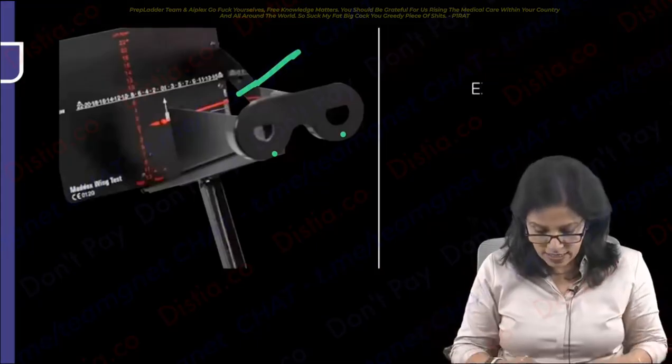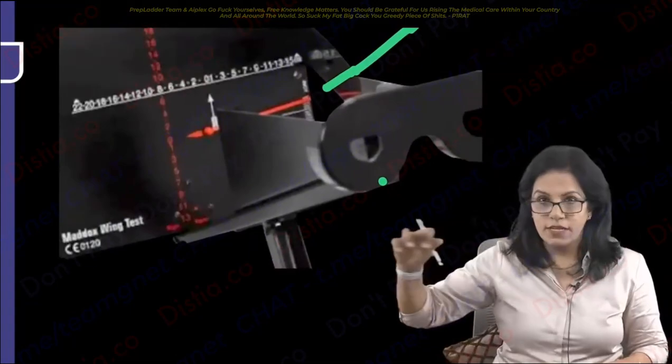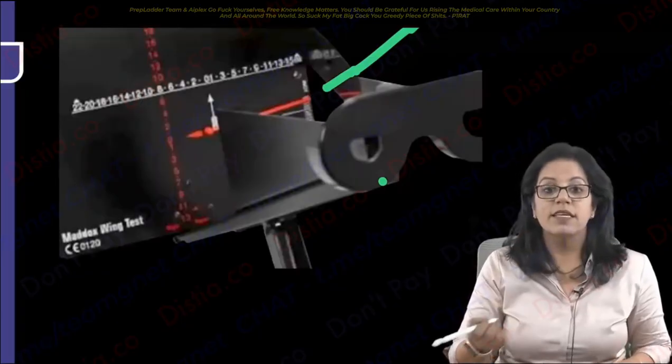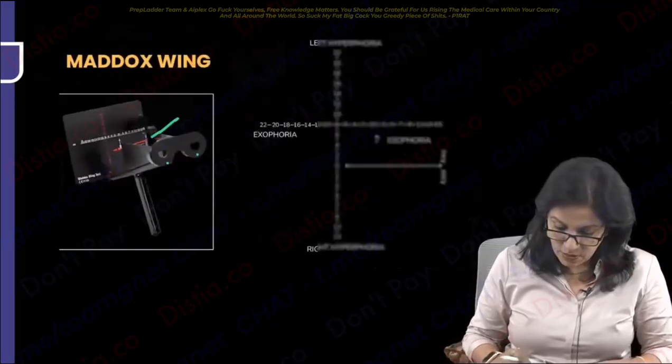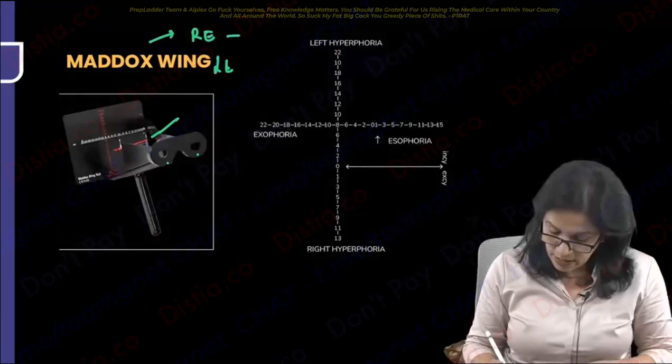The situation is, if you look at this chart, there are numbers, a vertical red arrow, a horizontal white arrow, and there are arrows. The right eye can only see arrows, the left eye can only see numbers. Note it down. In a Maddox wing, we all generally get confused. I'm telling you, right eye only arrows and left eye numbers.